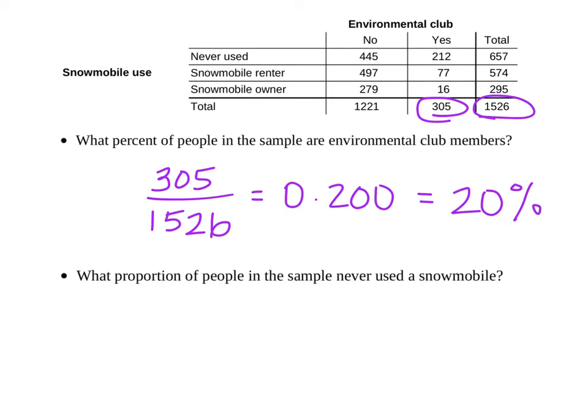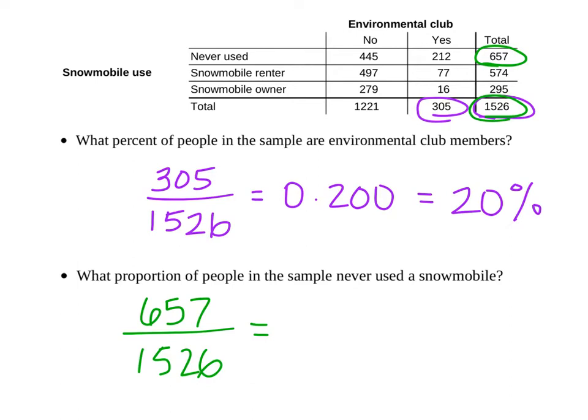Another question we can answer is, what proportion of people in the sample never used a snowmobile? So I'm going to look at our never used row, and I'm going to look for the total. That's 657 folks. It's asking what proportion of the total, which is that 1,526 number. And it's not asking for a percentage. Now, this is a proportion, but we can also turn it into a decimal, which is 0.431.